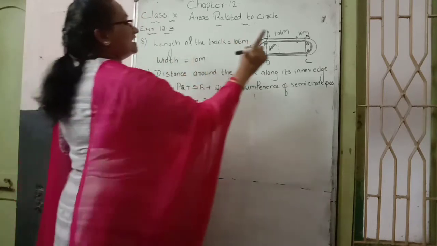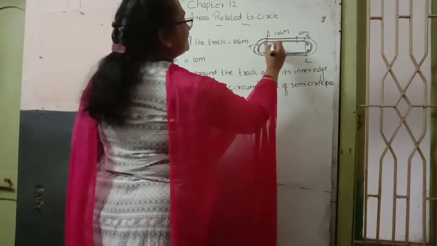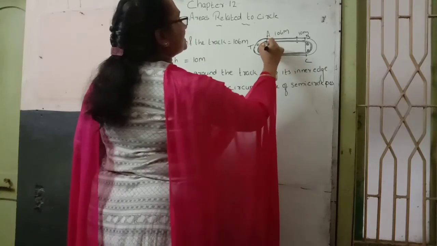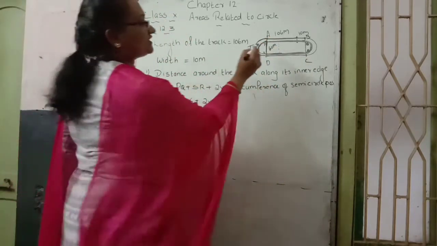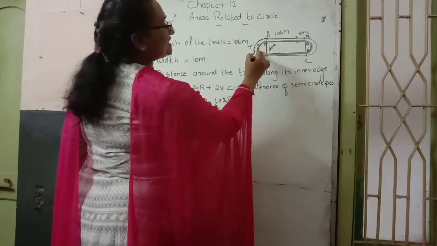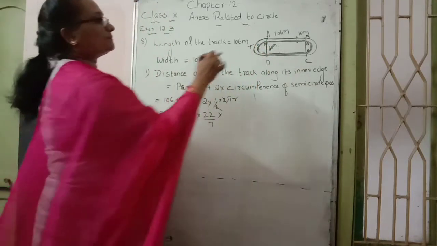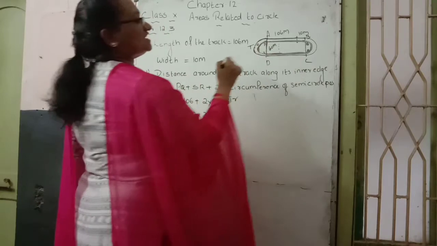Here, look in this semicircle POS, our semicircle, PS represents the diameter.